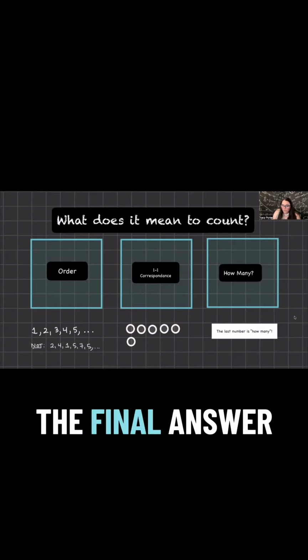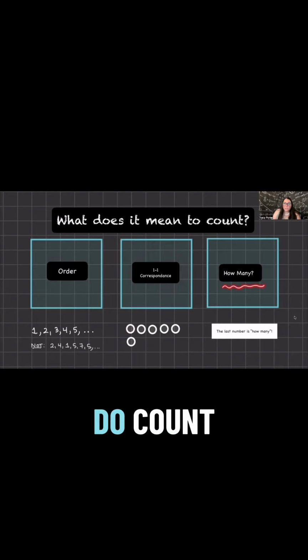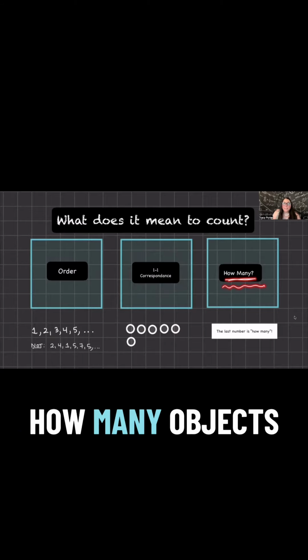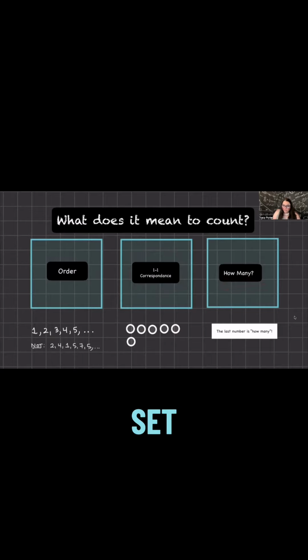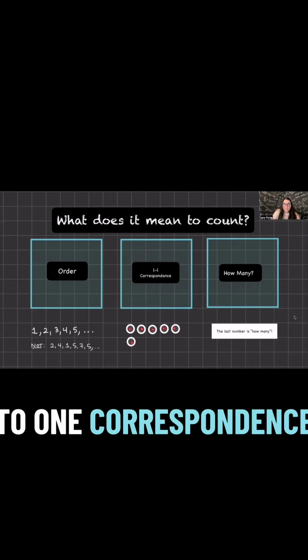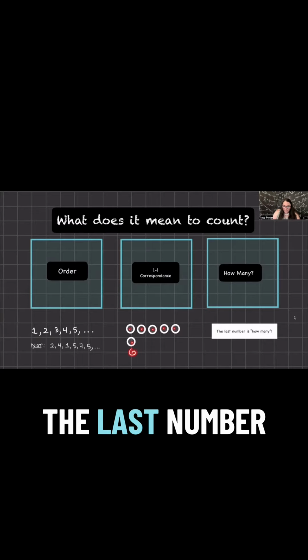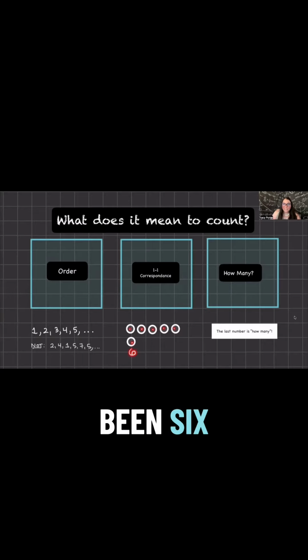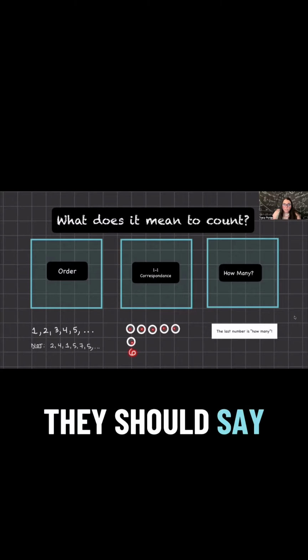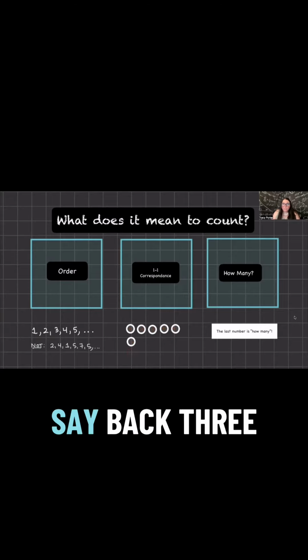And then finally, the final element is the reason that we actually do count, and that is to answer the question, how many, right? How many objects are in a set? So once you do the correct order and you do the correct one-to-one correspondence, in this particular example, the last number said should have been 6. So if you ask a child, well, how many are in that set? They should say 6, right? So you wouldn't say back 3.